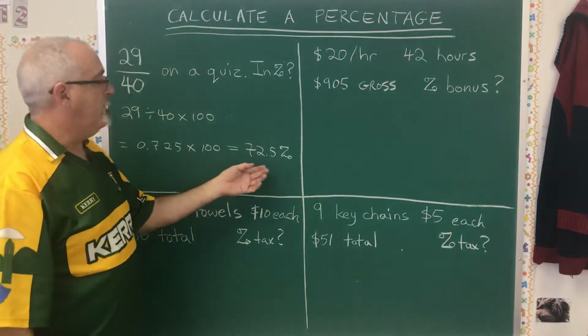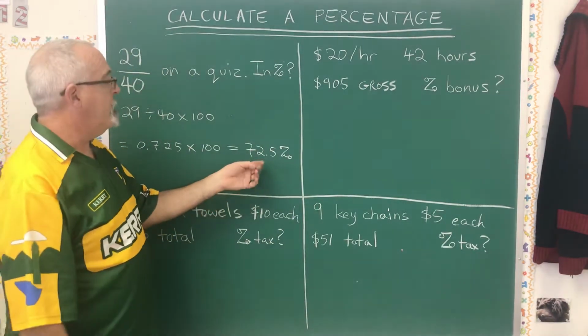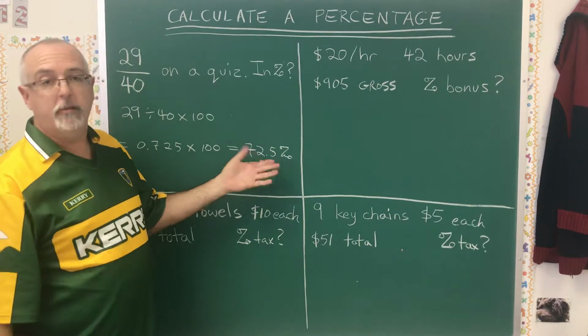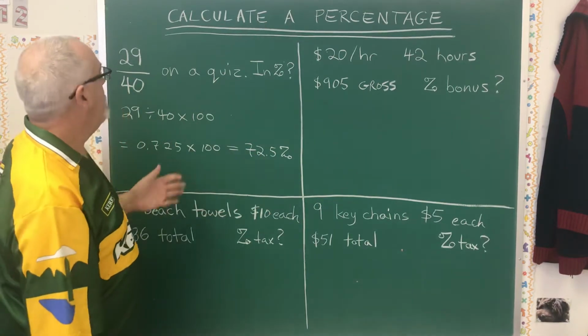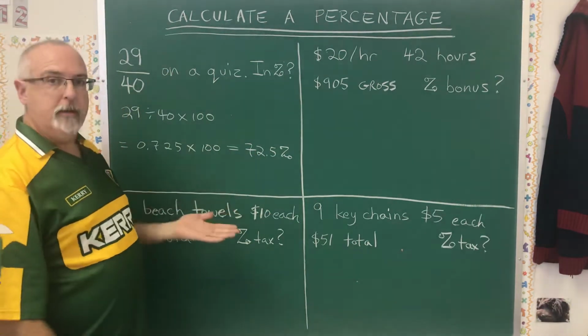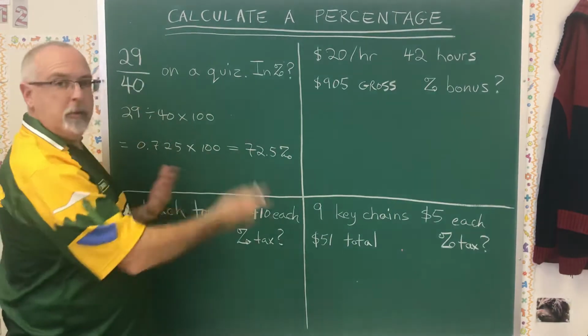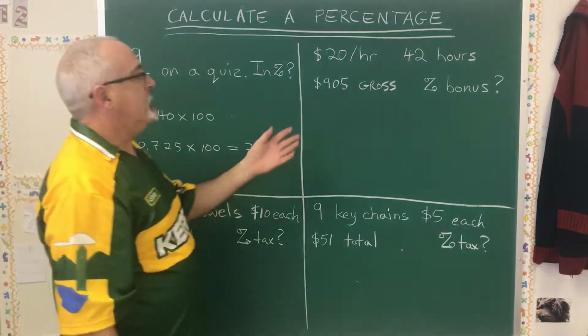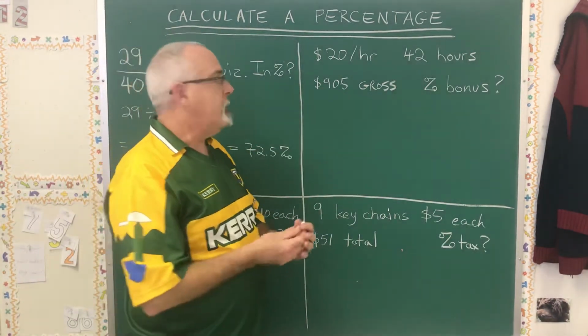And of course, if it were to be put on a report card, I might round this up to 73%. So this is how we calculate a percentage. We divide and then we multiply by 100. Let's look at a situation where we need to know a percentage.